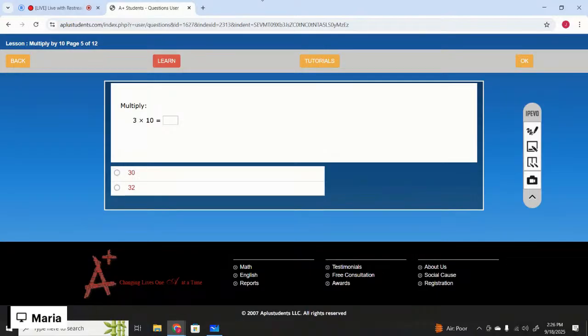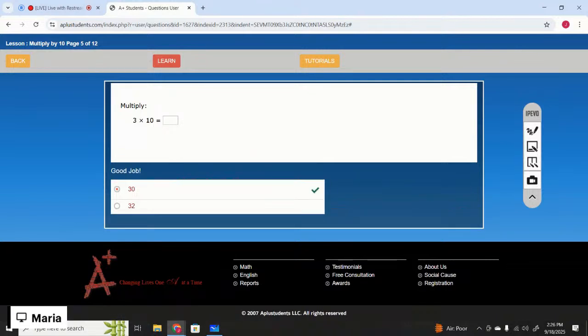Three times 10 is 30. It is option number 1 is the correct option.